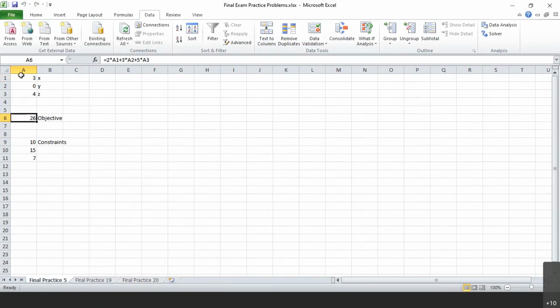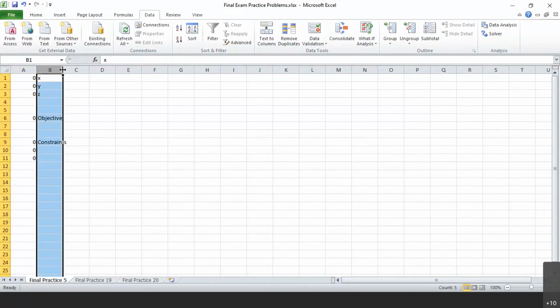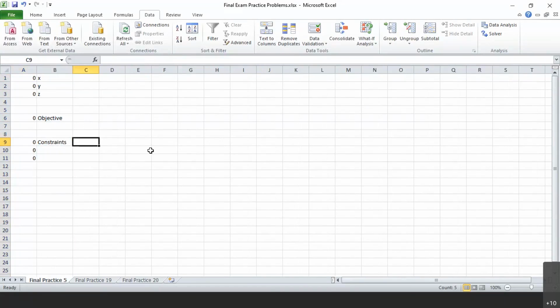This one says I want to maximize this objective. The objective is 2 times X plus 3 times Y plus 5 times Z, and X, Y, and Z are here. I'm going to start out by clearing these out. Then here's the objective formula. I have 3 constraints, 2X plus 2Y plus Z, and I'm just going to widen this and put the right-hand sides in.